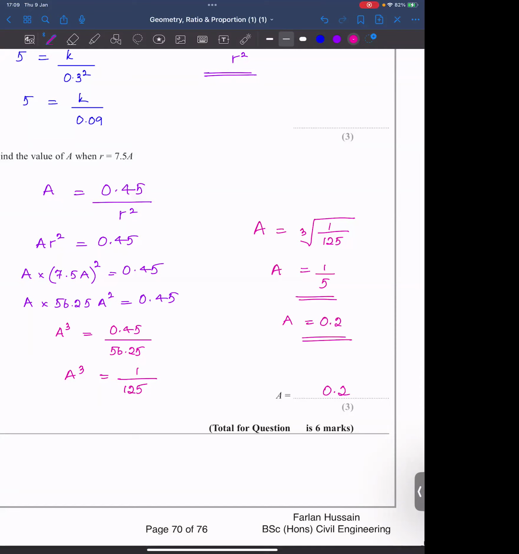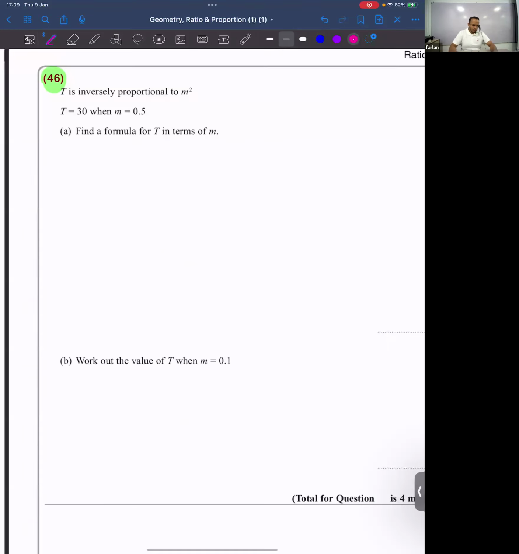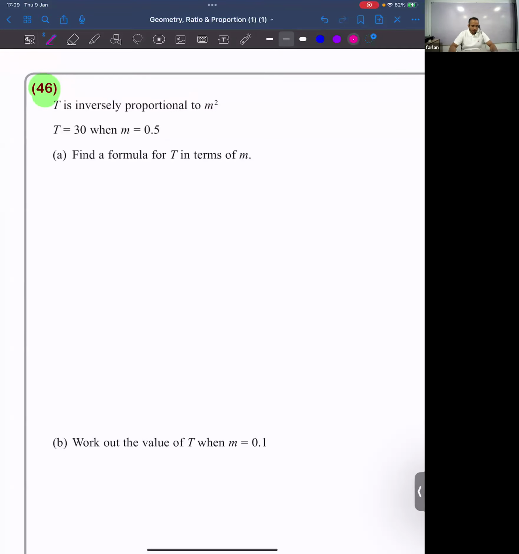There's 46. T is inversely proportional to m square. T is 30 when m is 0.5. Find the formula for T in terms of m. So we write the equation. T is inversely proportional to m square. That means it can be written as T equals K over m square.